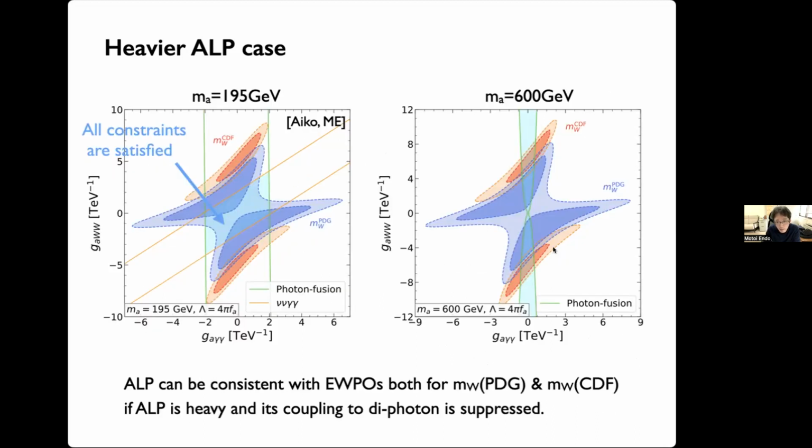And now the electroweak precision observable result can be consistent with the collider constraint both when the PDG and CDF values are adopted. Therefore, from this result, we can find that we need a very heavy ALP mass, and also the ALP coupling to diproton must be suppressed to solve the CDF tension.